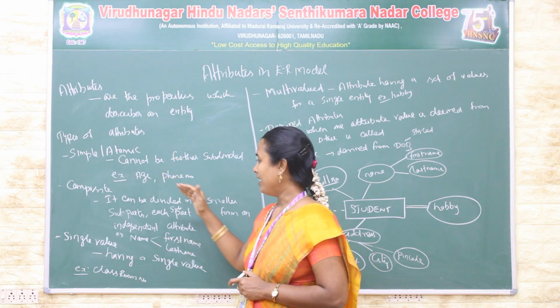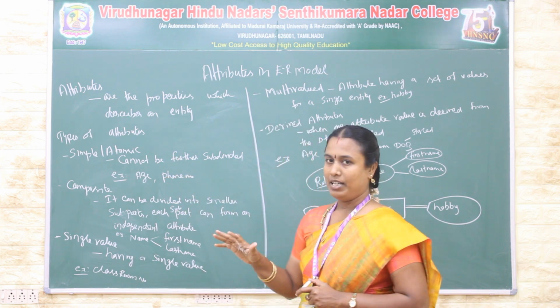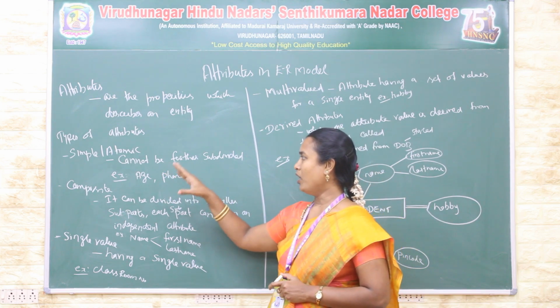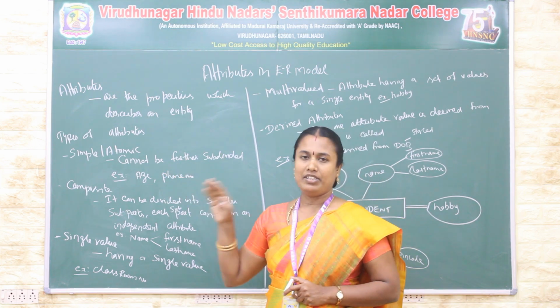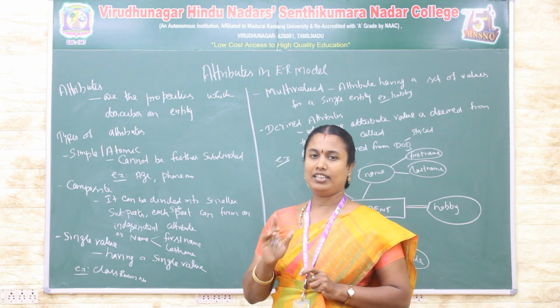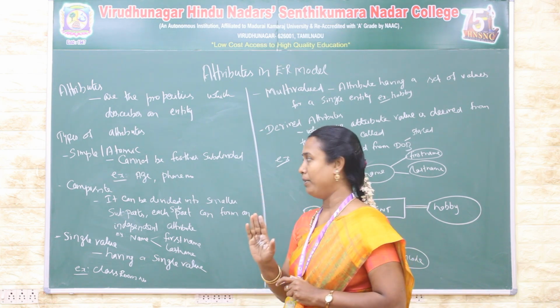The attributes can be classified into 5 types. Let us see them one by one. First one, simple attribute, simple or atomic. The name itself says it is simple, and atomic implies that it is not further classified. That can be called simple and atomic.